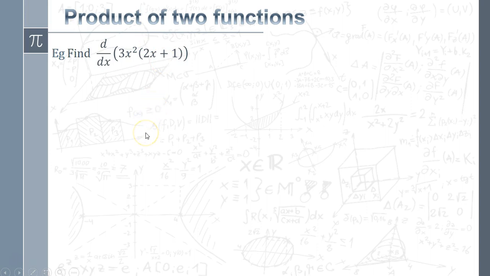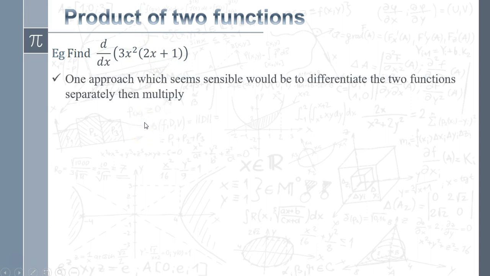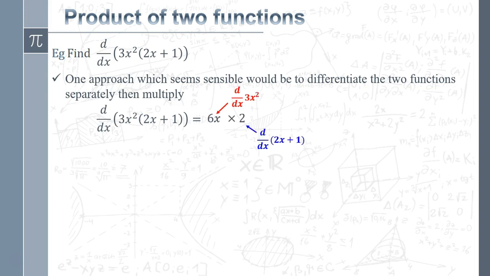Now, for this one, we've got a couple of options. First option might be to say, well, okay, let's differentiate the two functions separately and then just multiply them together. That seems like a sensible approach, so let's have a go at doing that. Let's differentiate 3x squared, gives us 6x, and let's then differentiate the 2x plus 1, that gives us 2, times these two things together, and there's our result. So when you differentiate 3x squared times (2x plus 1), you appear to get 12x.